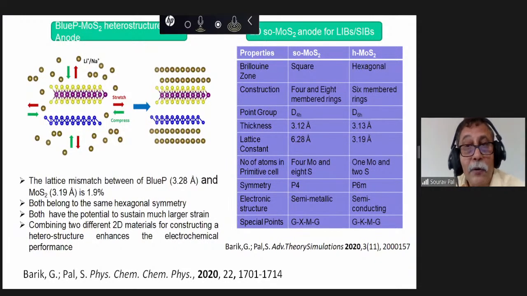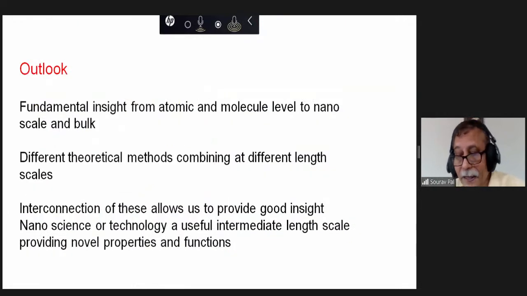So in fact, with molybdenum sulfide, tungsten sulfide, blue phosphorene, graphene, we're trying to make a lot of interesting combinations to see what works in the regime of anode materials for battery. Since I'm coming to the end, in the last few minutes, let me close with the outlook.